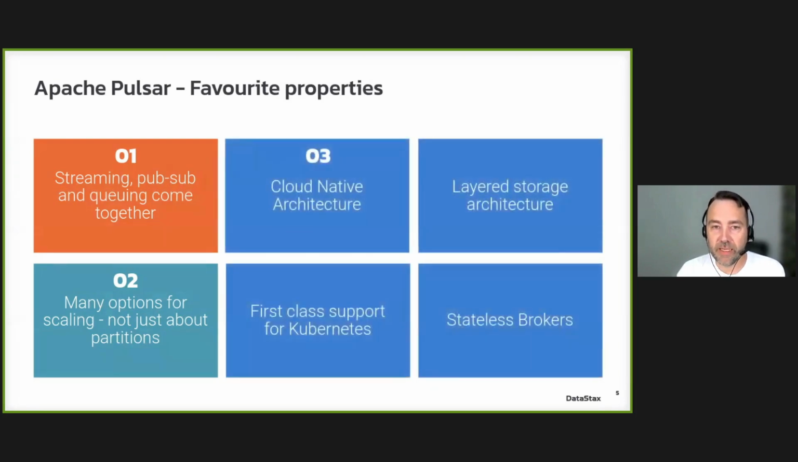The third area is that this is a cloud-native architecture. First of all, there's first-class support for Kubernetes. There's a layered storage architecture, which leverages Apache BookKeeper. And from this, we get stateless brokers. Scaling the system comes with much ease with Kubernetes and these cloud-native properties. You can scale the brokers separately from your storage.